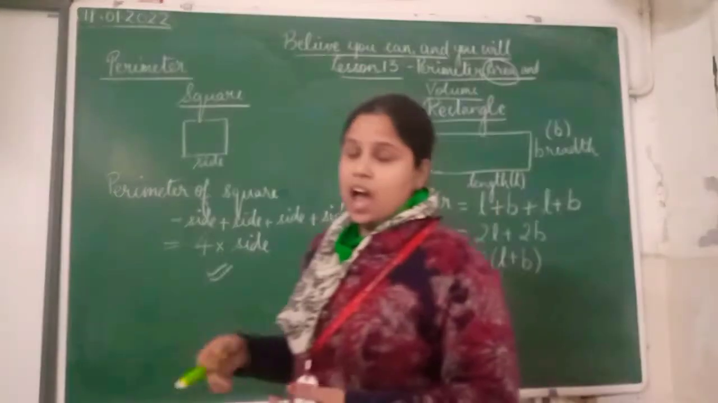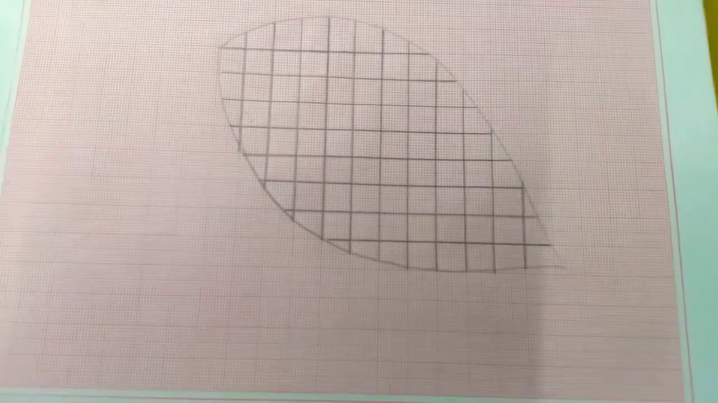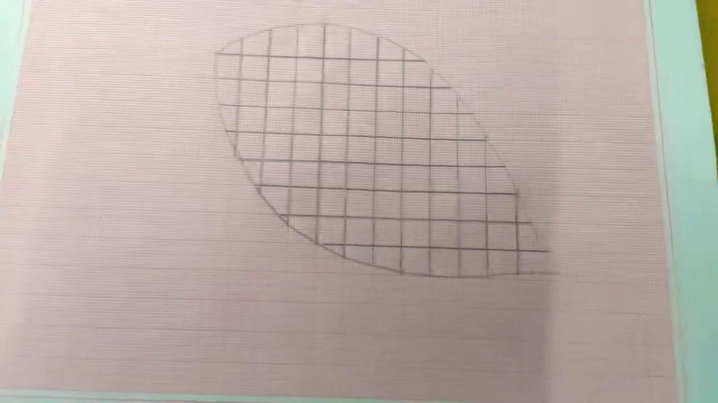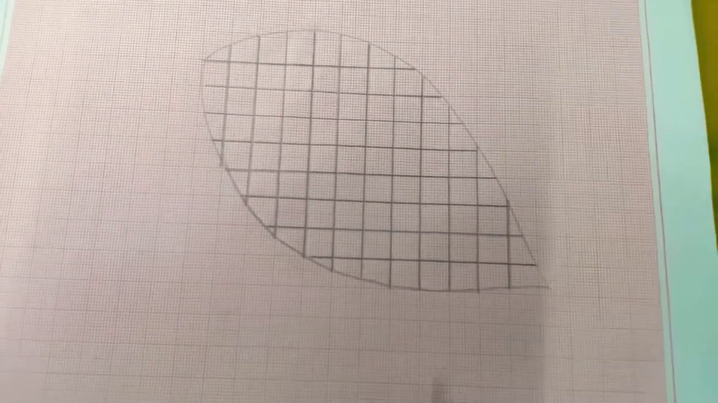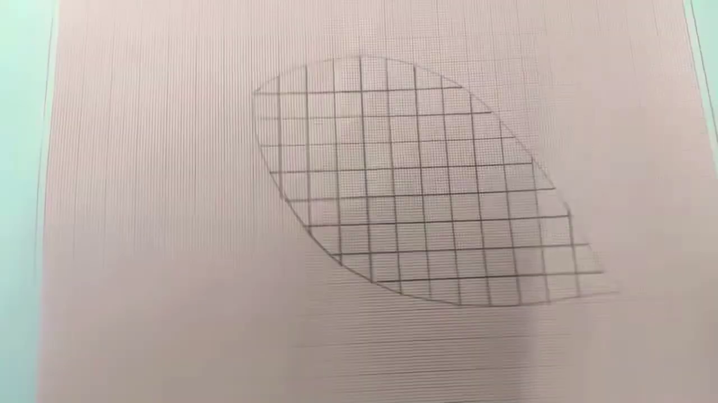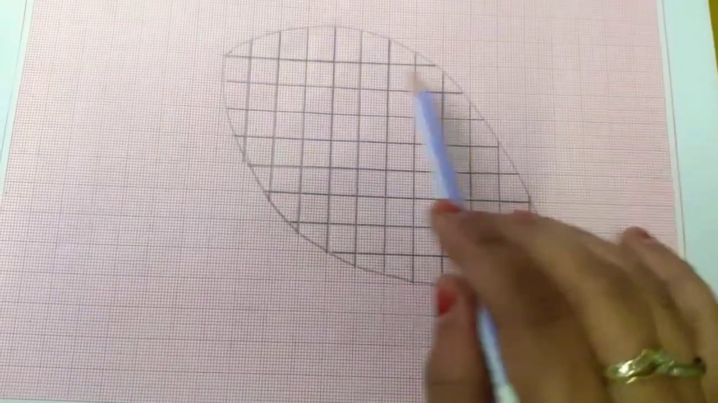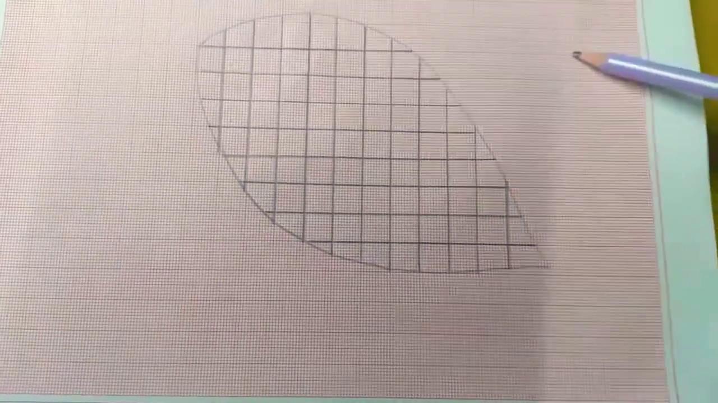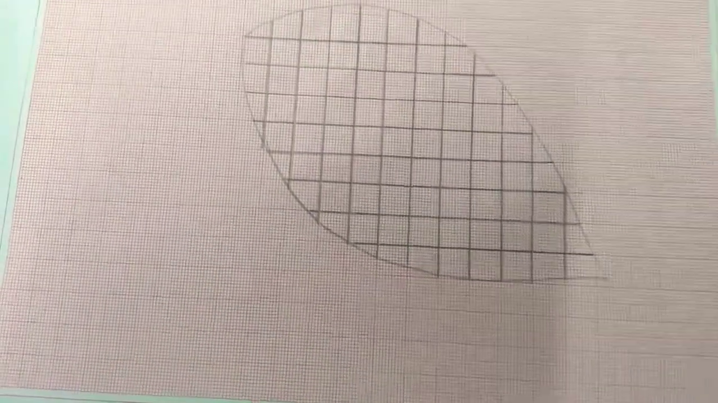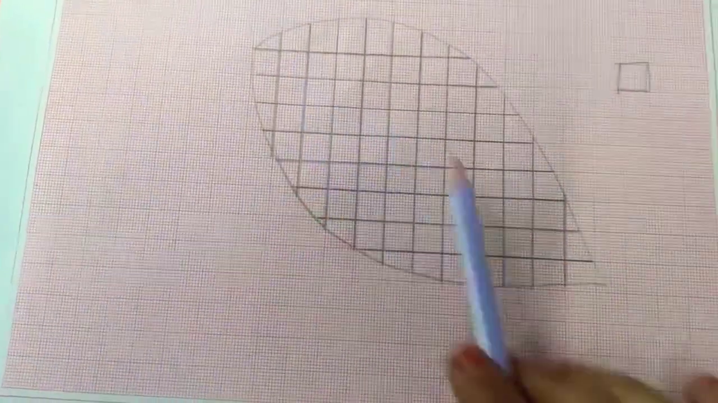So children, for area I have an activity for you to find. For the activity, the things you require are a graph paper, a pencil and a ruler. So now let's try to find out the area of this leaf. Okay, I have taken this leaf and now we'll be trying to find out the area of this leaf. Children, I have already highlighted the boxes because here there are various small boxes and big boxes. So we will be taking this big box as one unit. Okay, this one big box is taken as the one unit here, and that is why I have darkened all the boxes.